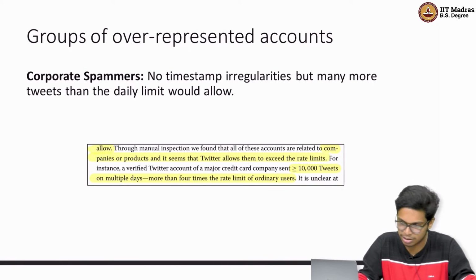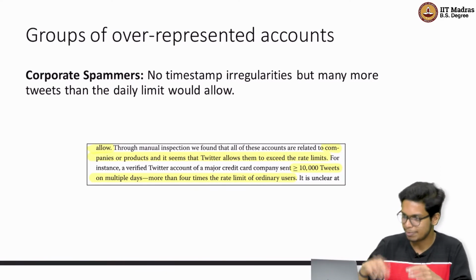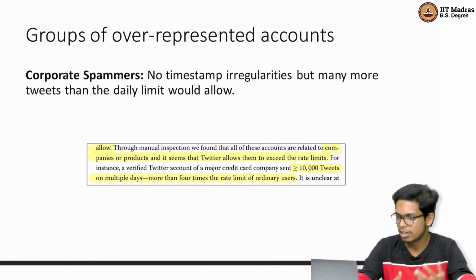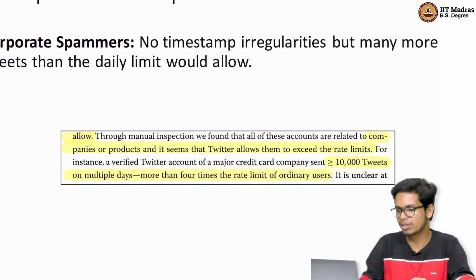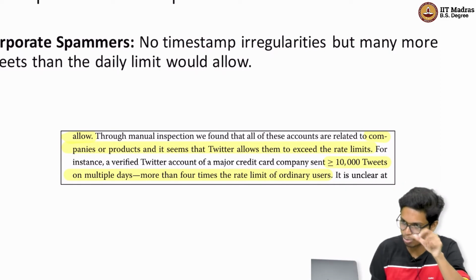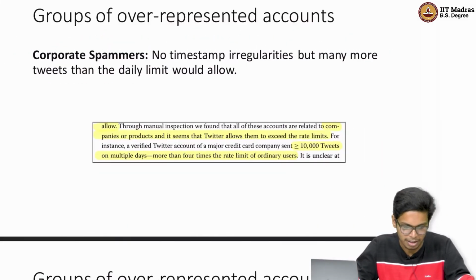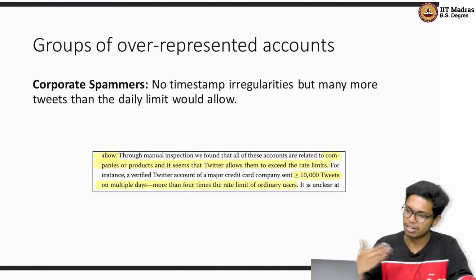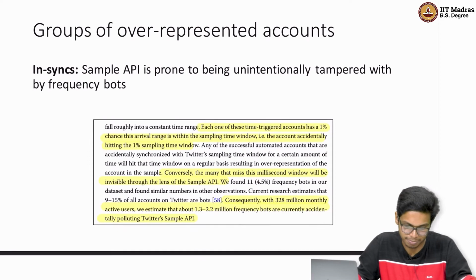The second part that we see is corporate spammers, where we observed relatively low timestamp irregularities, but there were a lot of days where these accounts are tweeting much more than the normal allowed limit of 2400 tweets. On manual inspection, the authors found that these are Twitter accounts of companies or products like Amazon, Apple, and so on. It seems that Twitter allows them specific permissions so that they can exceed those rate limits. They are not sample cheaters, but corporate spammers which spam a lot of content, and it gets overrepresented in your 1% sample.